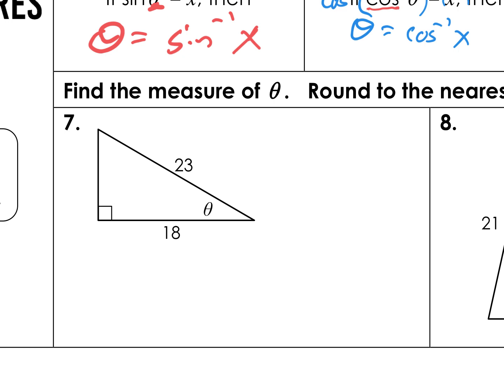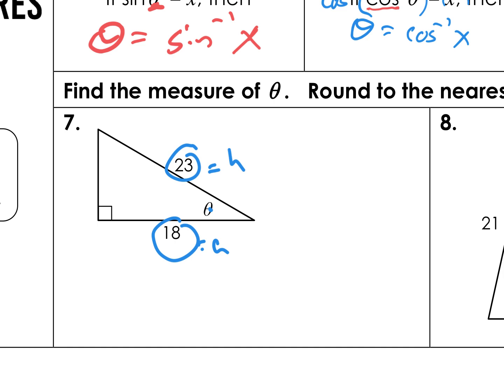So moving on. There's theta. These must be the sides I need. How are they related to theta? Excellent question. 23 is H and 18 is A. What trig function uses that?